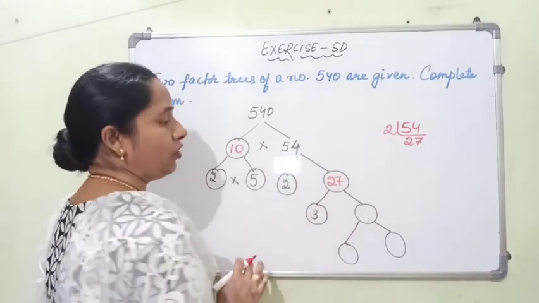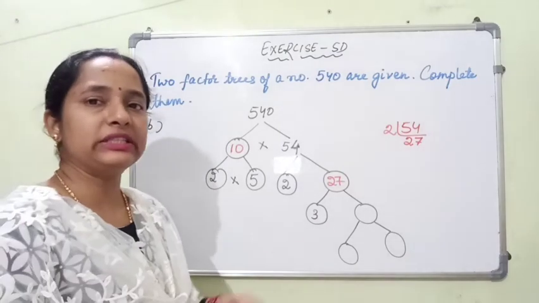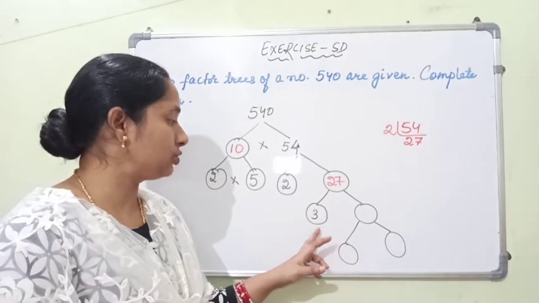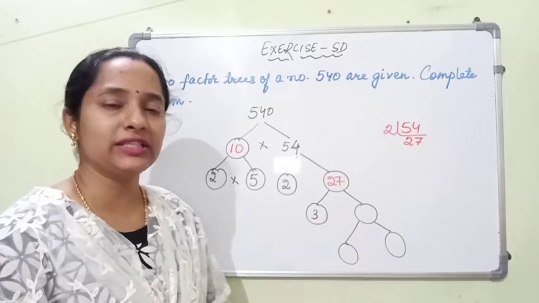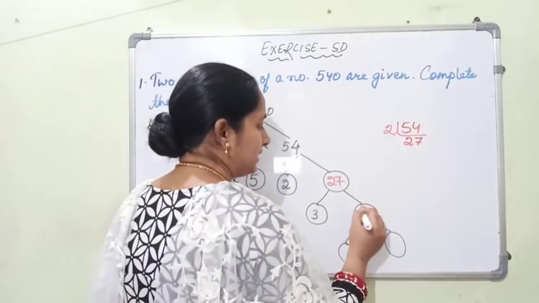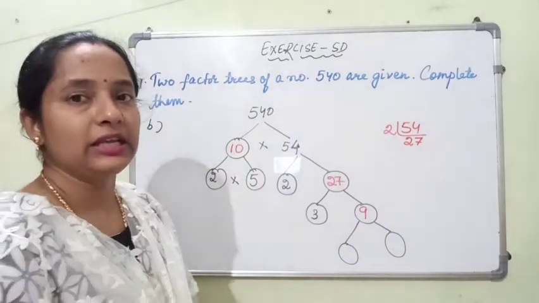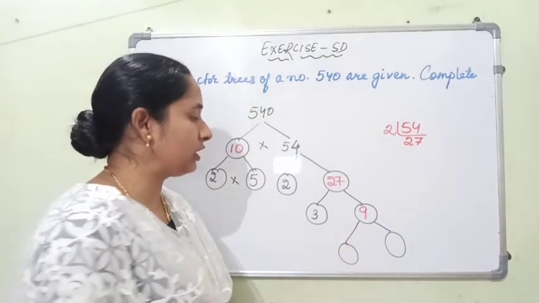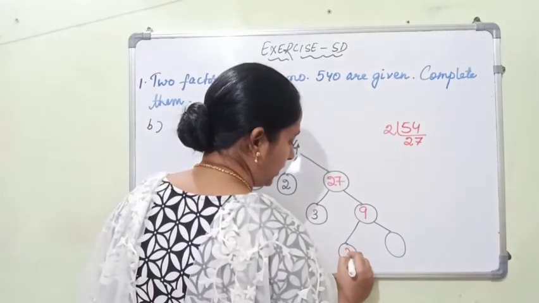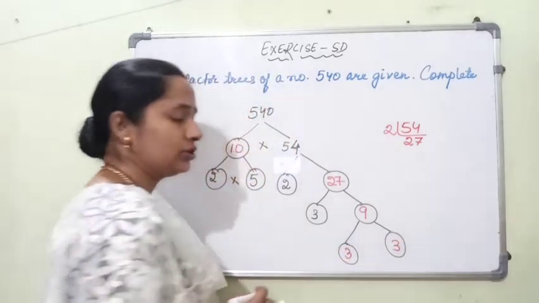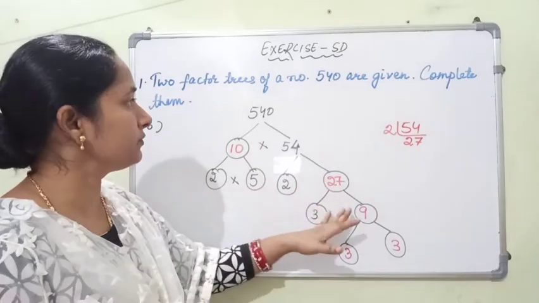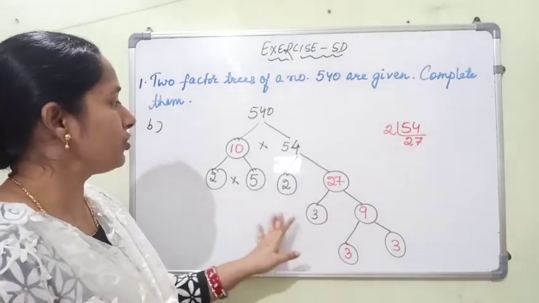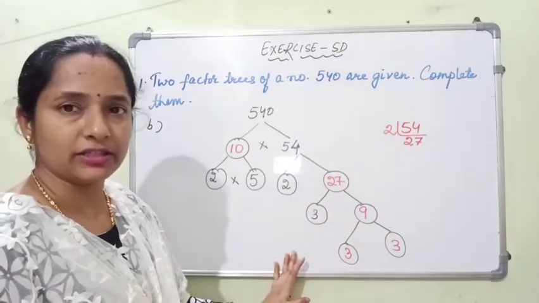is 54, right? Now further this 27 is broken into the product of 3 and some number. So 3 how many times is 27? We know that 3 nines is 27, isn't it? Now 9 can be further broken as 3 threes are 9. So finally we have filled all the empty places given in this, and we have completed our factor tree.